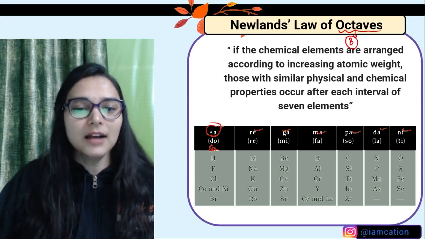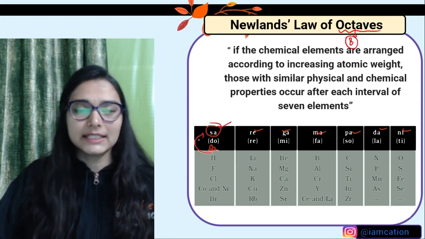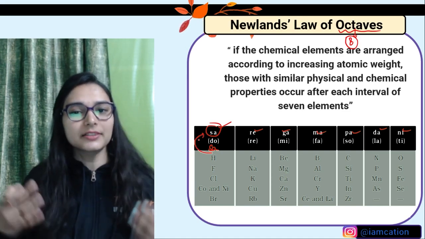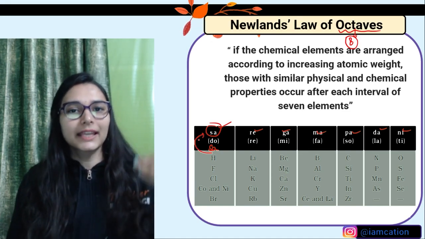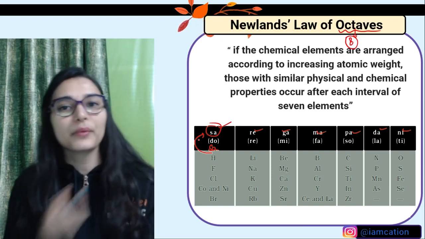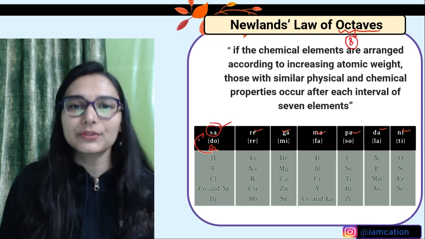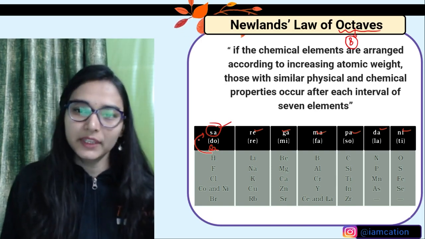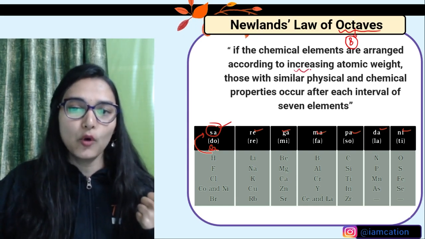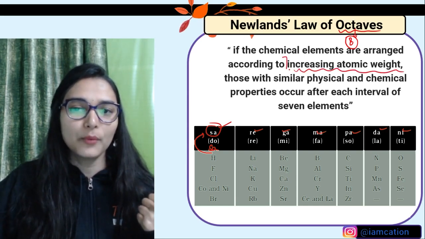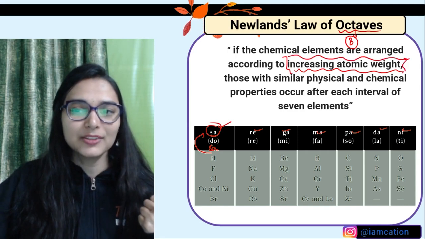You start with sa, you are getting back at sa. Just like that, he asked us to arrange the elements in increasing order of the atomic masses. So similarity that you see here, Dobereiner also said the same thing, that we would be arranging them on the basis of increasing atomic masses. The same is said by him.